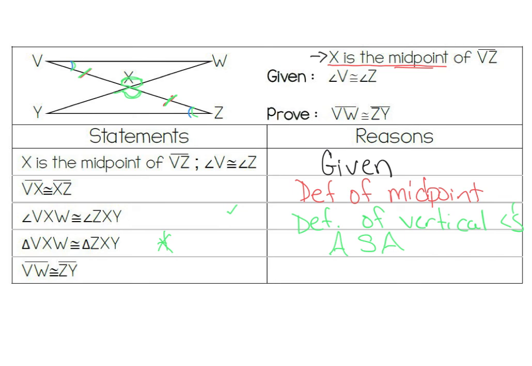Now, once you have proven that two triangles are congruent, you could say any part of the triangle is congruent to any of its corresponding part, because corresponding parts of congruent triangles are congruent. So that's that CPCTC that we learned a while back.